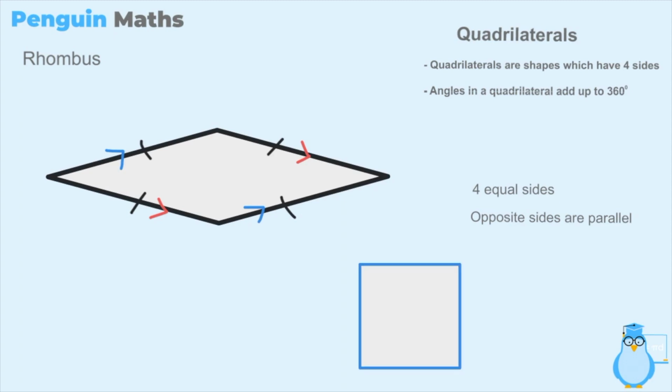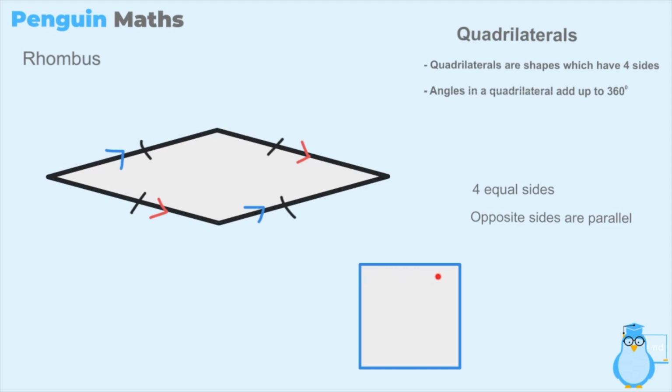Now I've drawn a square here to point out the differences between a rhombus and a square. If we look at both of them, we can clearly see that they're different. But what I've said here is that a rhombus is a shape which has 4 equal sides and the opposite sides are parallel. But the same can also be said for a square. So the main difference between a rhombus and a square is that a rhombus does not have right angles.